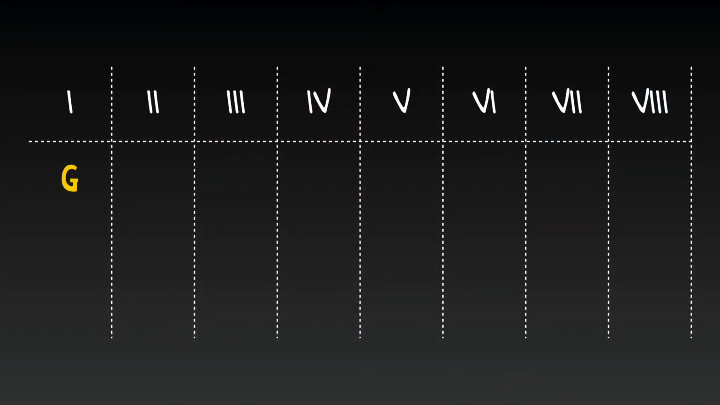This means that in the key of G, for example, the typical chords that are used will be G, which is our 1 chord, A minor, which is our 2 chord, B minor, which is our 3 chord, C, which is our 4 chord, D, which is our 5 chord, E minor, which is our 6 chord, F sharp diminished, which is our 7 chord, and then G again, our 8 chord.